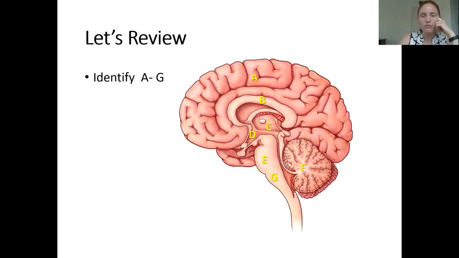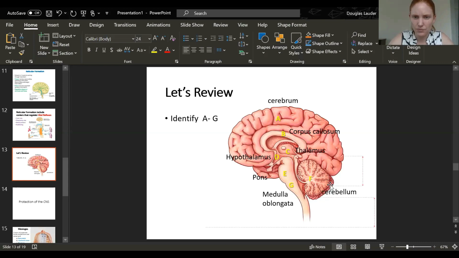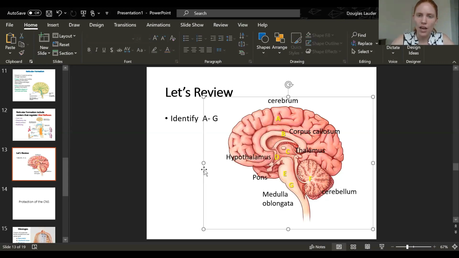Okay, let's do a quick review. Go ahead and press pause, and try to answer A through G. Then we'll come back and do it together. Okay, so A is the cerebrum, B is the corpus callosum, C is the thalamus, D is the hypothalamus, E is the pons, G is the medulla oblongata.